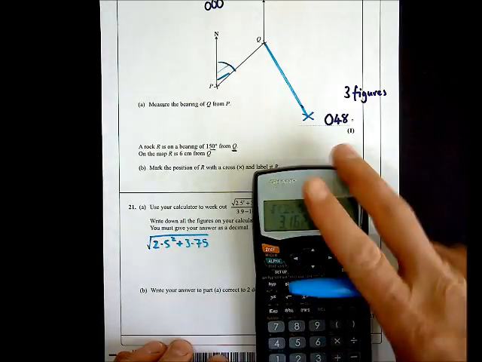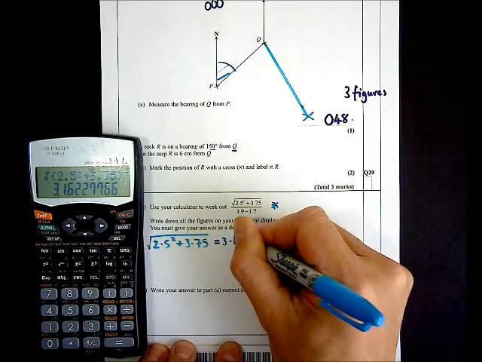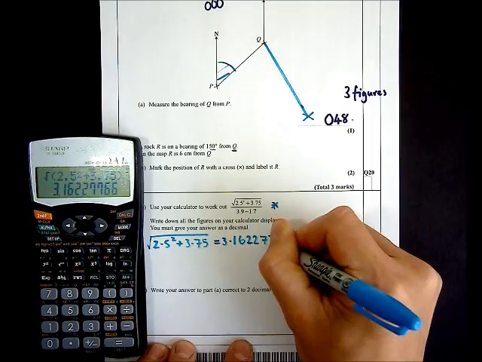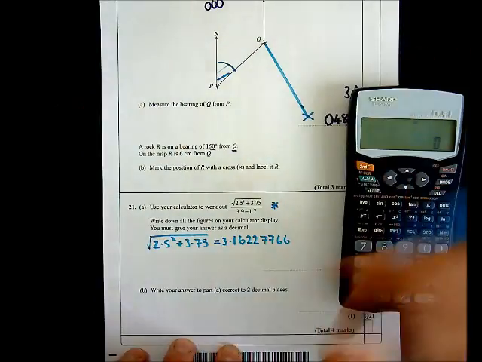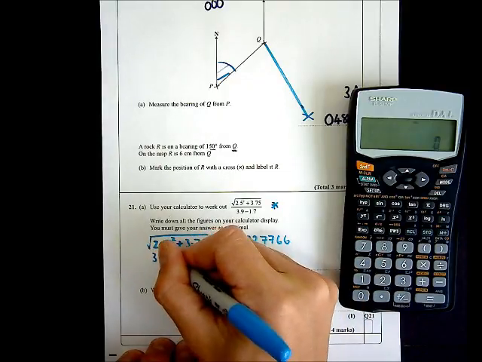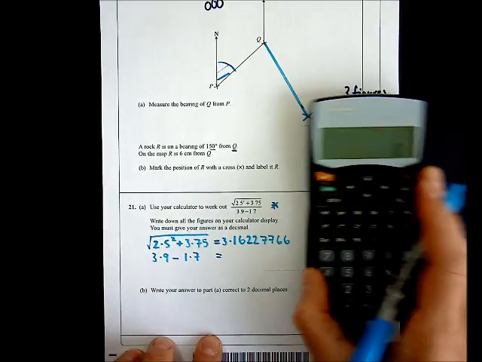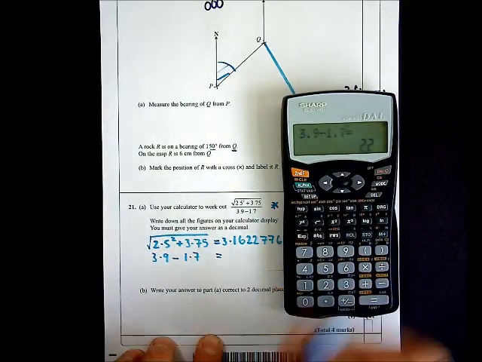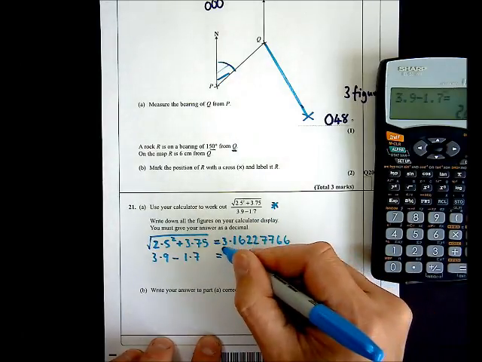And I got 3.16227766. And then I'm going to work out the denominator separately, so 3.9 take away 1.7, and that's going to give me 2.2. I then need to take those two numbers and divide them.